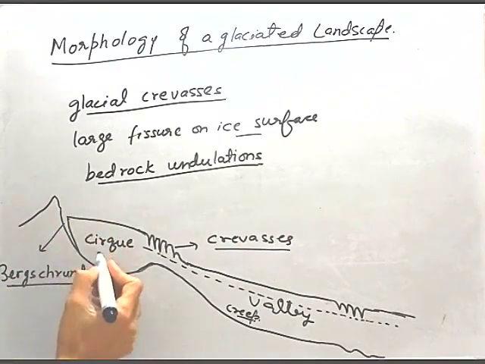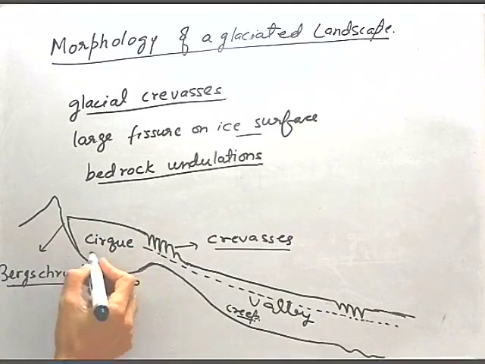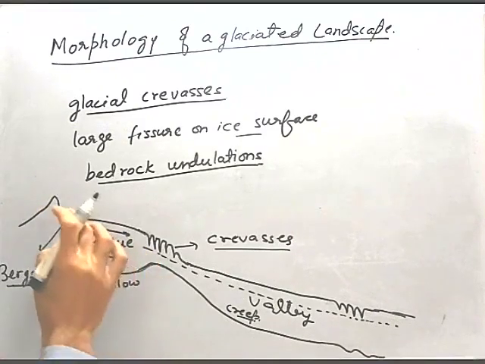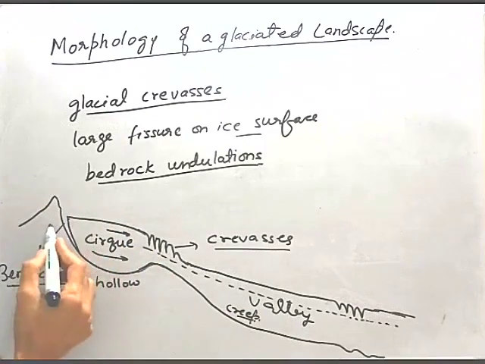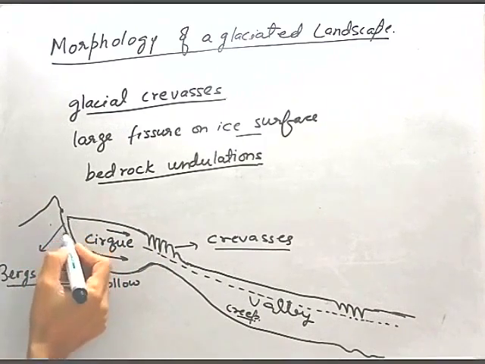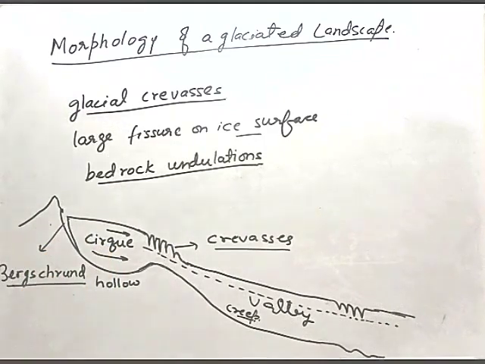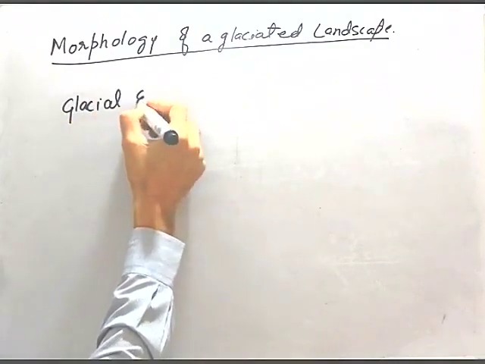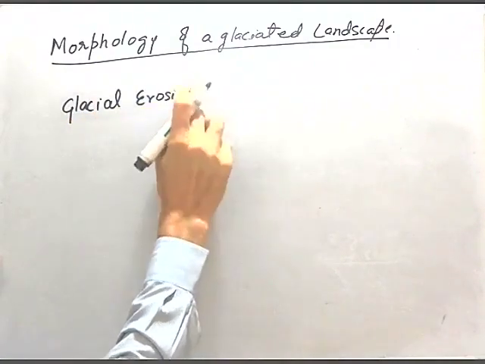because when the ice in the cirque glacier moves downstream, moves downwards, this whole glacier ice is detached from the bedrock in the head region, and this leads to the formation of a large fissure that is known as the Bergschrund. Now, what are the different methods or mechanisms of glacial erosion?